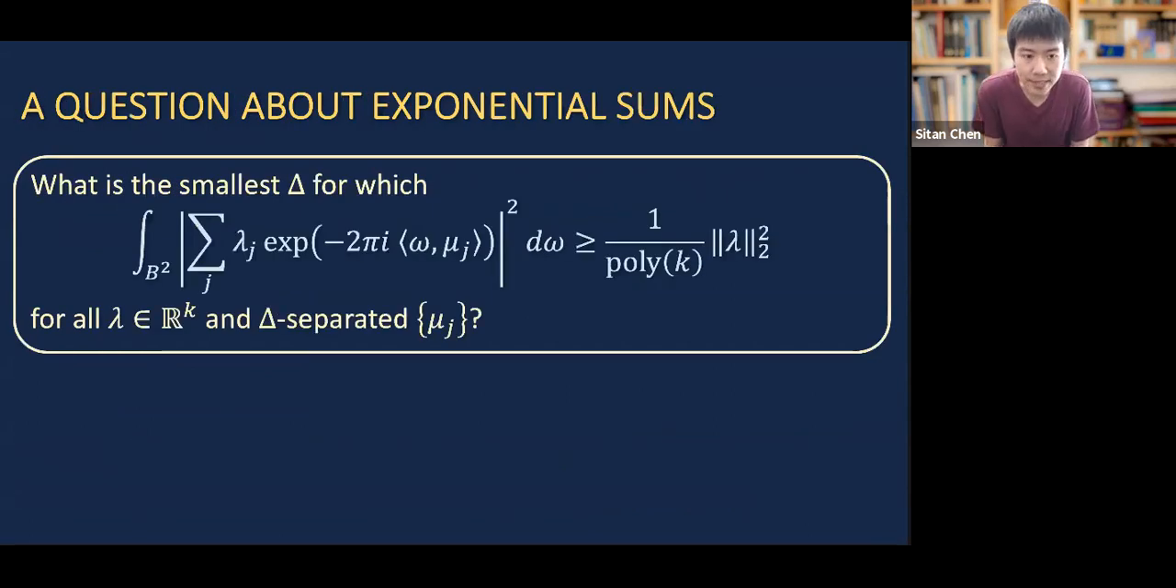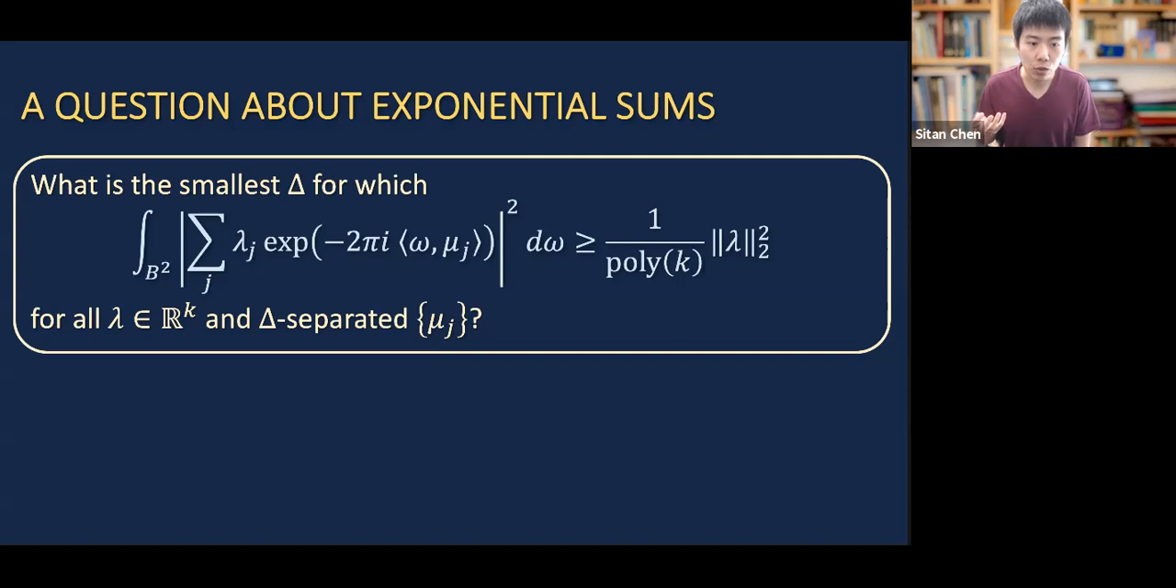So this is just a question about cancellations in exponential sums. The question is, what is the smallest level of separation delta for which the following integral inequality holds for all vectors lambda and r_k and all delta-separated collections of centers mu_j? Right, so on the left-hand side, we have an integral of this exponential sum that I showed in previous slides, absolute value squared, over the unit ball of possible frequencies.